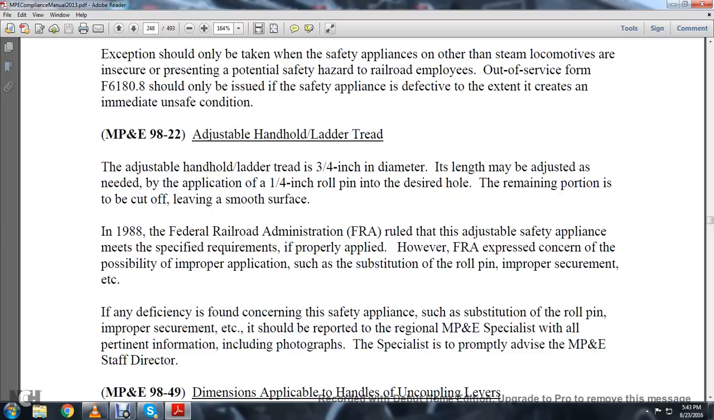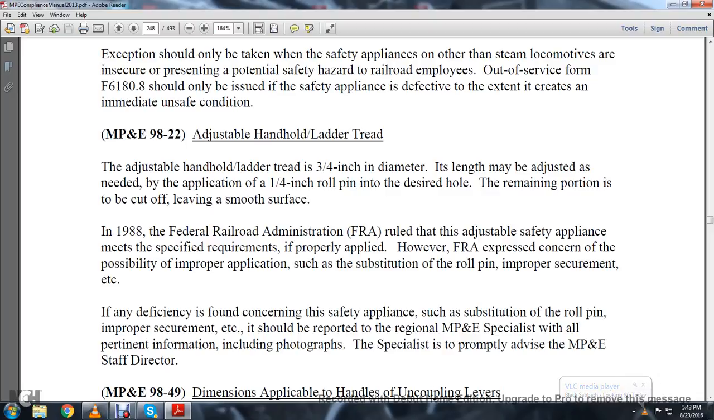The adjustable handhold ladder tread, 3/4 inch diameter, is adjusted to the length needed, and a 1/4 inch roll pin is applied into the desired hole. The remaining portion is to be cut off, leaving a smooth surface. In 1988, the Federal Railroad Administration ruled that the adjustable safety appliance meets the specified requirements if properly applied.